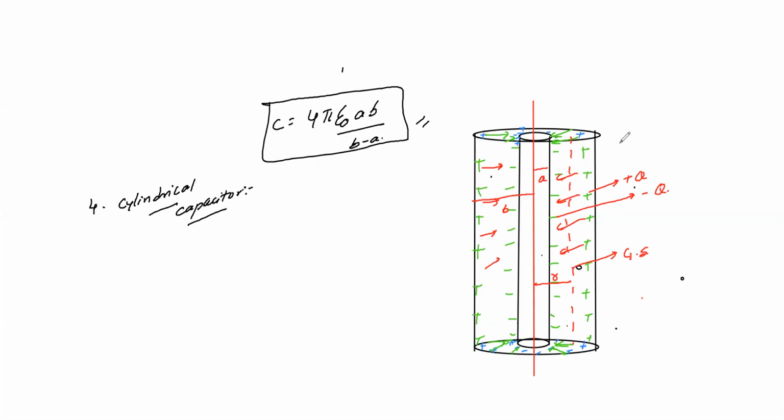Whatever densities we are discussing here, because it is a linear charge, I'll take it as lambda. Lambda is your linear charge density. I'll take positive lambda here, and here the linear charge density is negative lambda, because it is the negative charge. So let's see the relations. The flux phi is equal to q by epsilon naught.